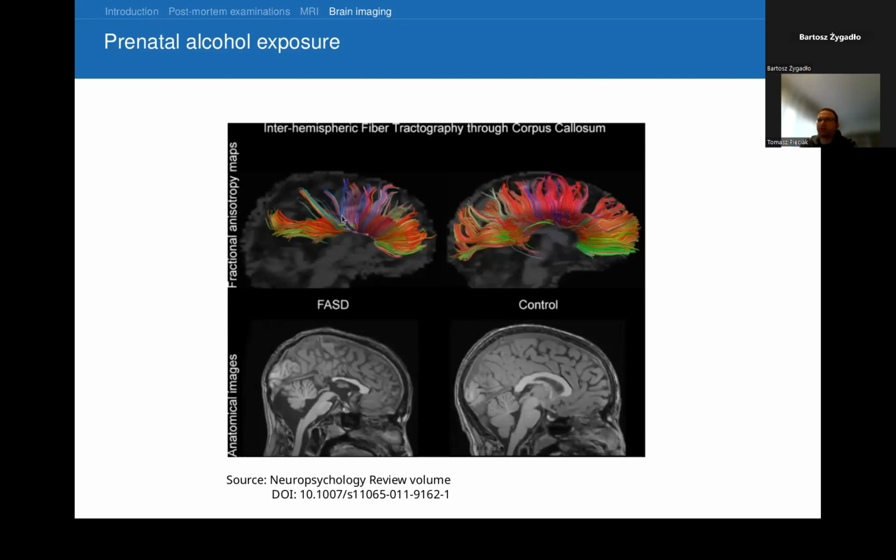And on the left hand side, you can see the prenatal exposure. So it means that if your mother drinks alcohol, it may affect you. If the mother drinks alcohol, it may affect the children. So you can see significant deterioration of the brain on the left hand side.